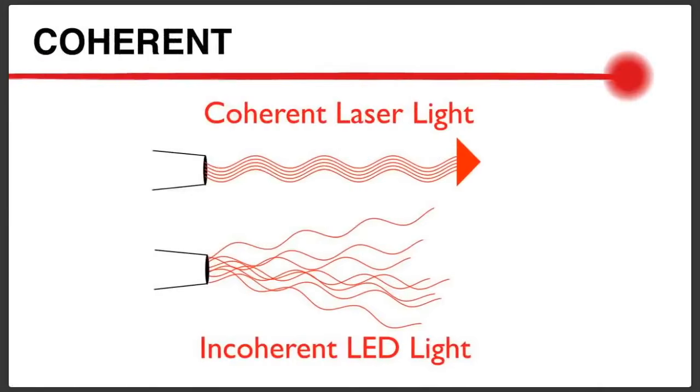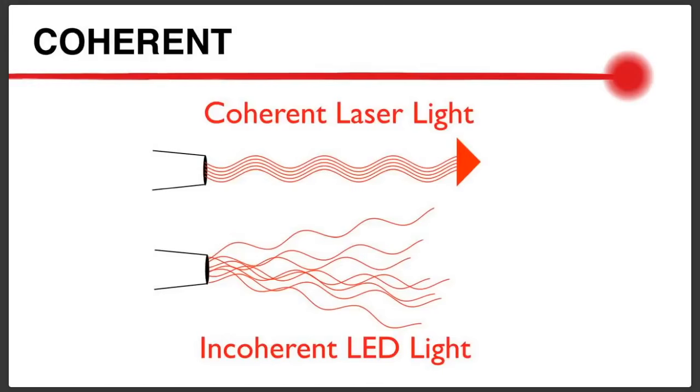Okay, the next unique aspect is that laser light is what we call coherent. Coherent means that each of the waves in the light is all lined up together, like the picture on the top shows. So the waves are all in sync. Think about like the marching band, where everybody's marching left, right together. That's in sync, that's coherent.